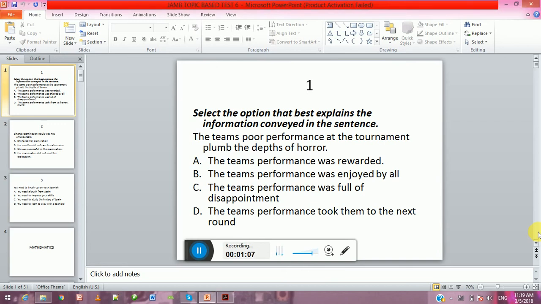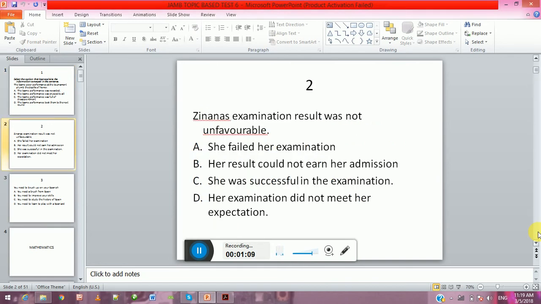The same as number 2. And number 2 question says, Zinina's examination result was not unfavorable. A. She failed her examination. B. Her result could not earn her admission. C. She was successful in the examination. D. Her examination did not meet her expectation.